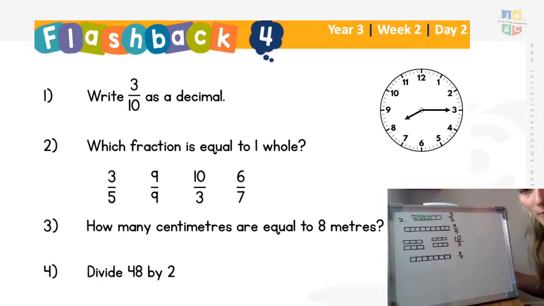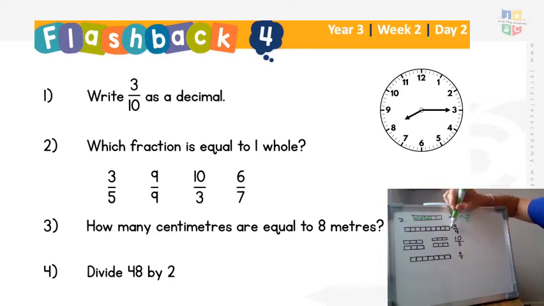Is this a whole number? No, it is not, because if it was a whole, how many parts would I have shaded? I would have shaded 5 parts, and my denominator would be 5. So my numerator and my denominator would be the same. Let's have a look at the next one.